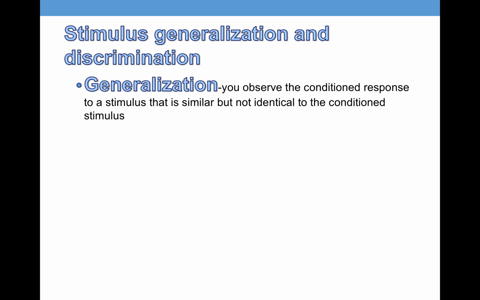Stimulus generalization and discrimination were discussed briefly in our Chapter 7 overview, but just to cover it again, generalization is when you observe the conditioned response to a stimulus similar but not identical to a conditioned stimulus. So again, referring to the little Albert experiment with the fear of the white rat, Albert's fear generalized to white rabbits, to a white furry Santa Claus mask, and to other stimuli that were similar to but not identical to the white rat.